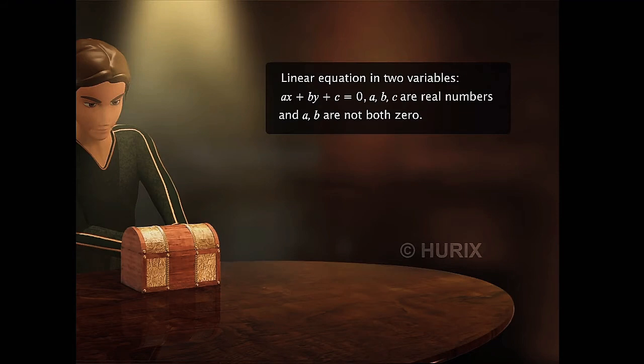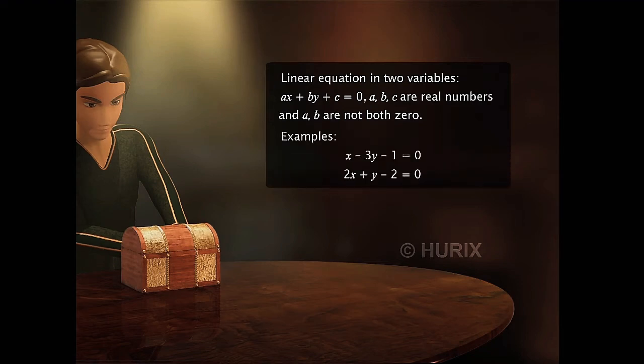Recall that an equation that can be expressed as ax plus by plus c equal to 0 is called a linear equation in two variables where a and b are not both 0. For example, x minus 3y minus 1 equals 0 and 2x plus y minus 2 equals 0 are linear equations in two variables x and y.